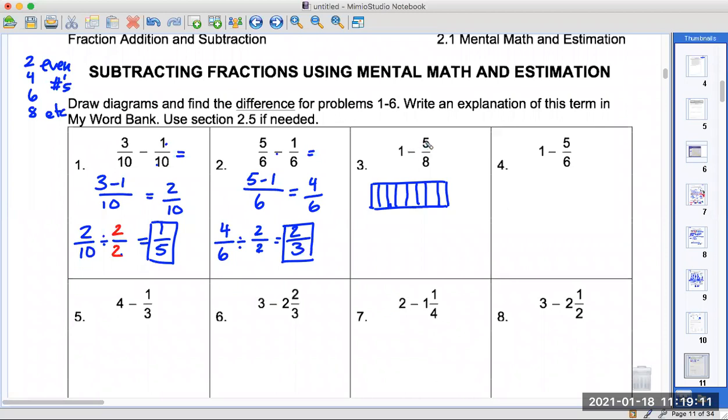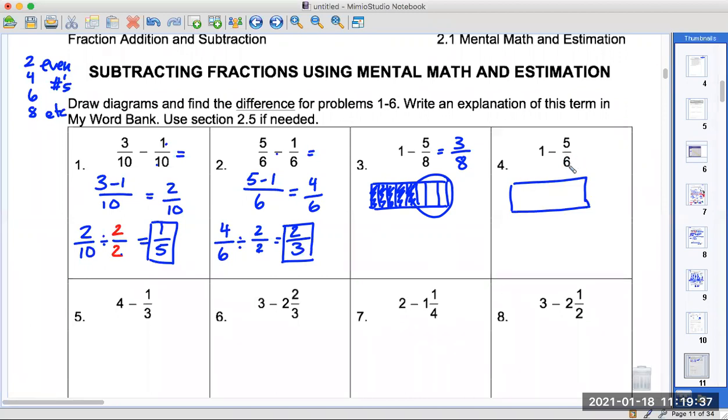And I'm taking away 5 of those. So if I take them away, let me shade them. 2, 3, 4, 5. So how much do I have left? 3/8. Okay. And we can do that here. I got a 1. Draw yourself a rectangle.